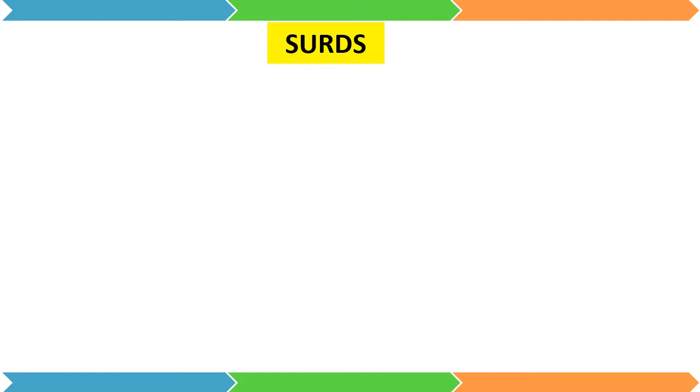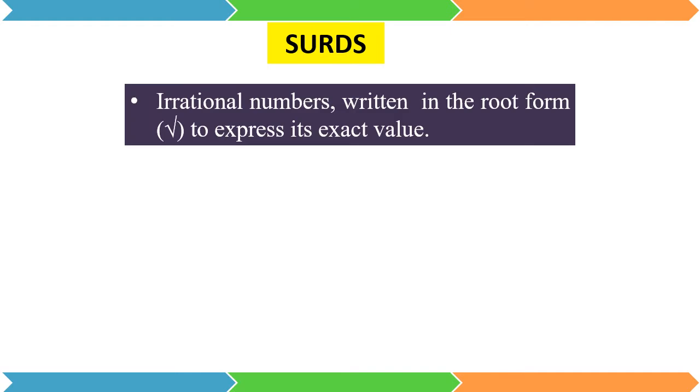You may not remember this from high school because we never learned it, but a surd is an irrational number written in the root form, square root, to express its exact value. So literally a surd is the square root of a value where the value cannot be found in a perfect form. For example, square root of 2, square root of 5 are surds. If you try to calculate using your calculator, you will get an irrational number.